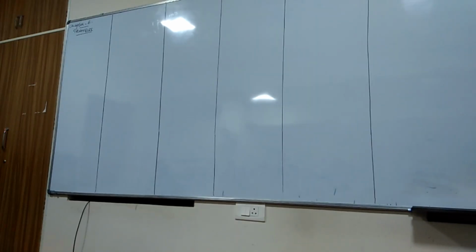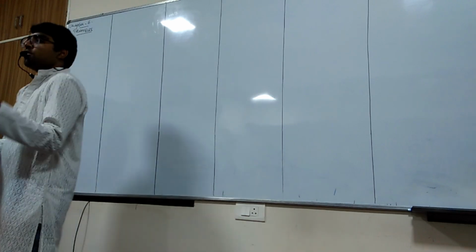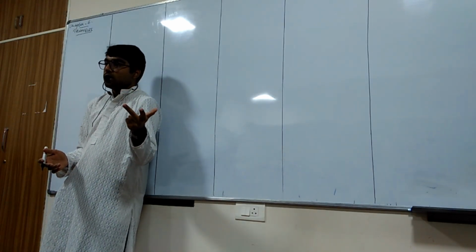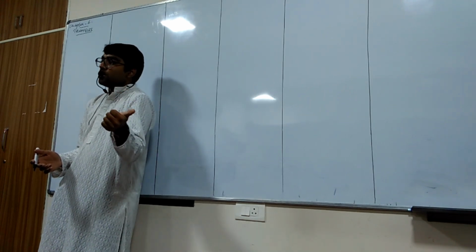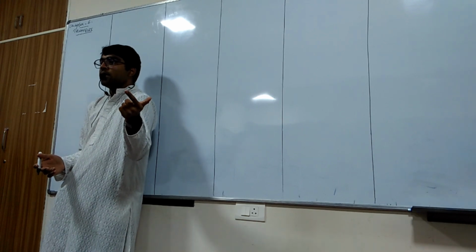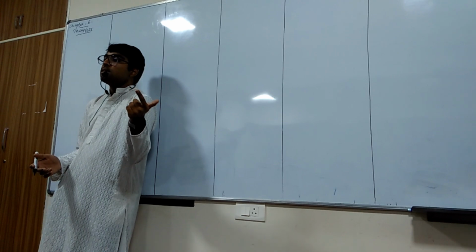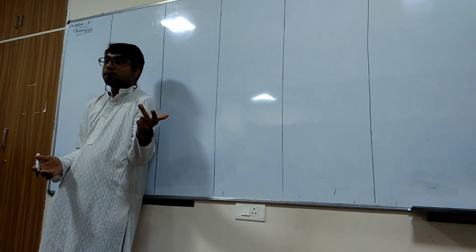Okay, how many chapters did we complete till today? Real numbers, polynomials, linear equation in two variables, quadratic equation, AP, coordinate geometry, trigonometry. 7 chapters we have completed. So this is the 8th chapter we are taking. What is the name? Triangles.